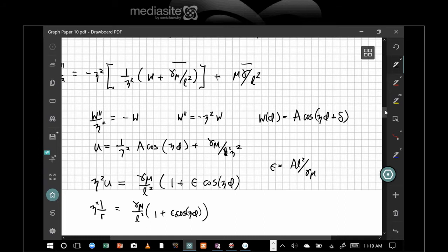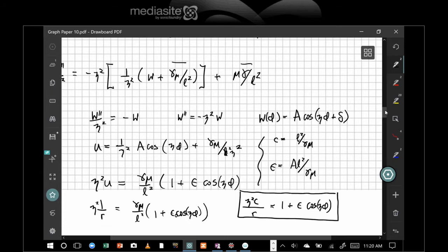Again, instead of E, I can use another constant. We define a constant C, where C is equal to L squared over mu delta. And so let me just write the final result. I'm going to get eta squared C over R is equal to 1 plus epsilon naught cosine eta. That's it. That's my answer.